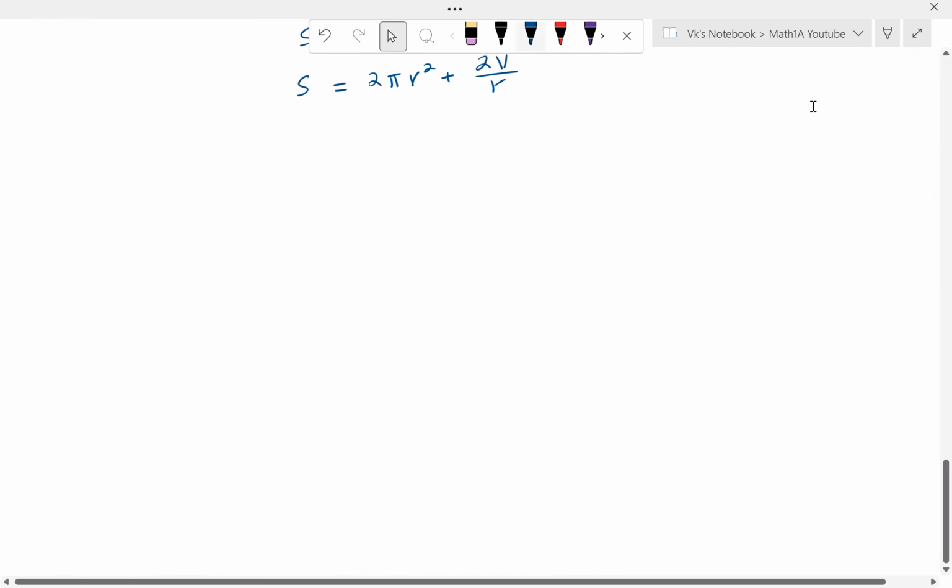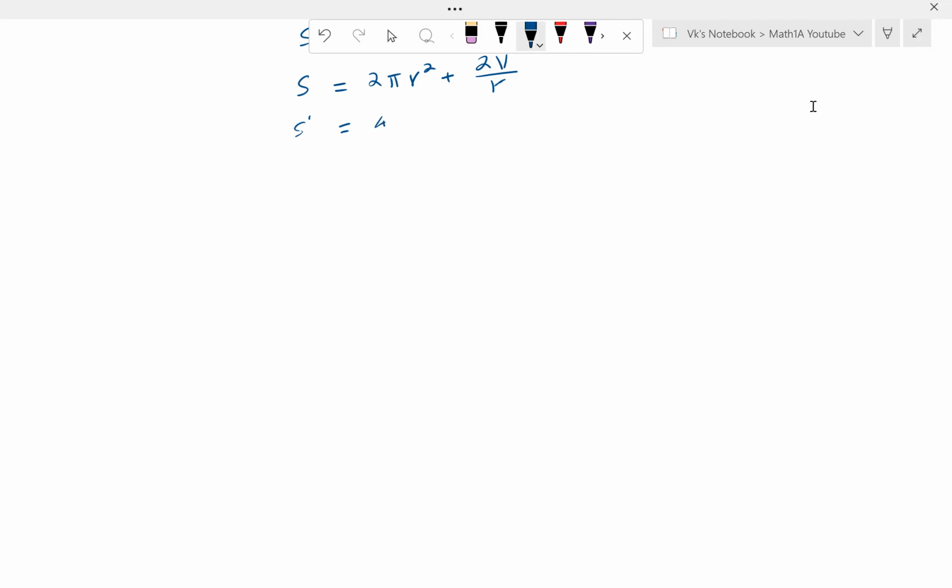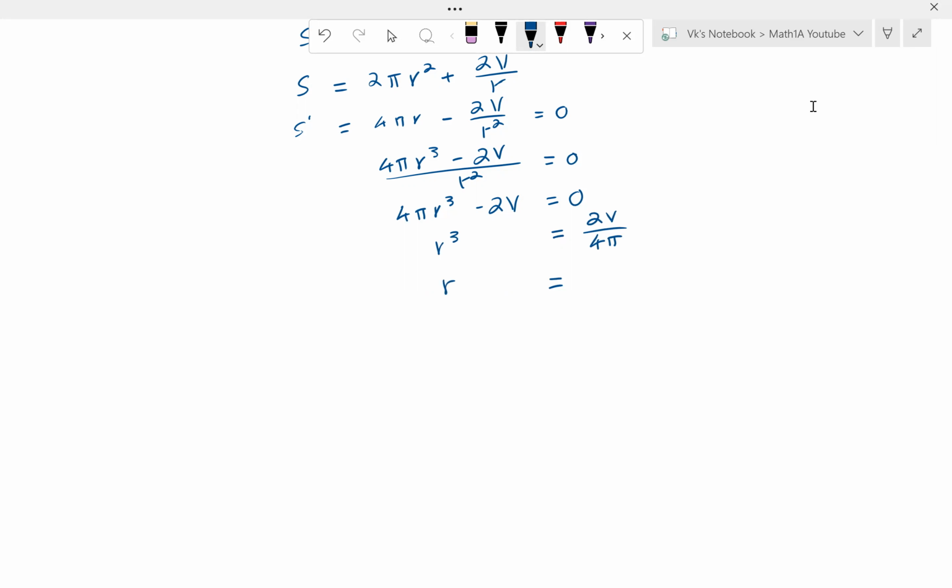So let's take a look at the derivative. S prime is 4 pi r minus 2v over r squared set equal to 0. Using common denominator, we have 4 pi r cubed minus 2v over r squared equal to 0. So here, 4 pi r to the 3 minus 2v equal to 0. R to the 3 is 2v over 4 pi. R is v over 2 pi to the power 1 over 3. Ta-da! Let's take a look at the height and see how they relate to each other.